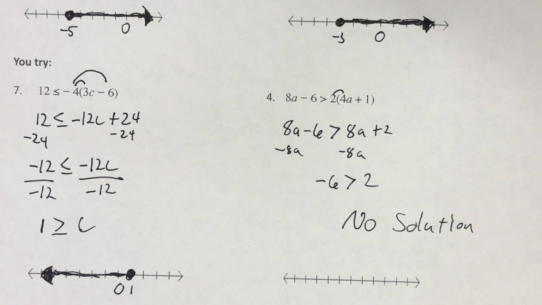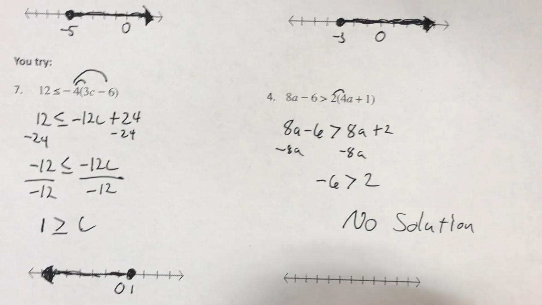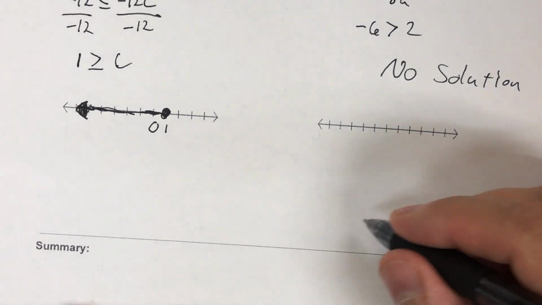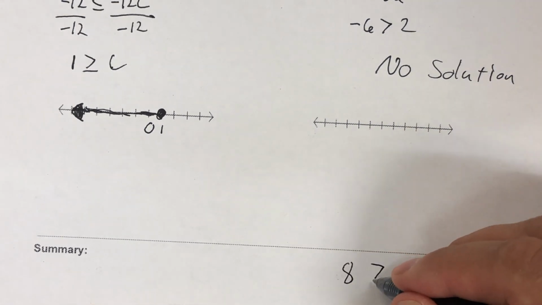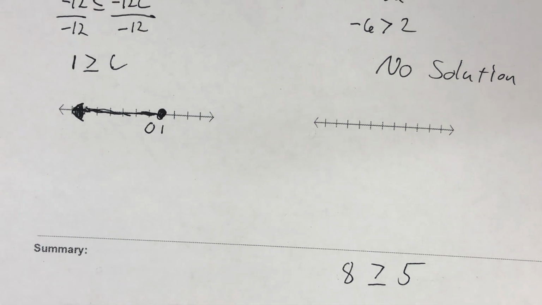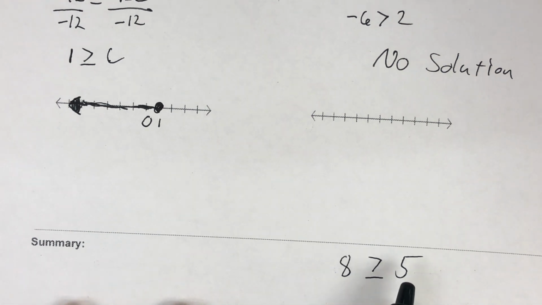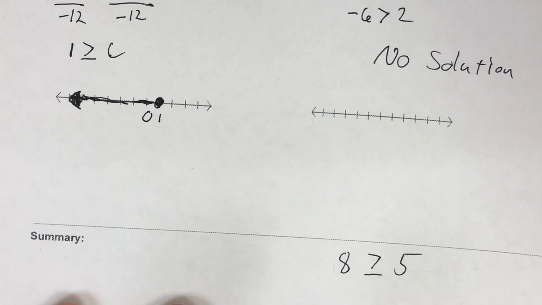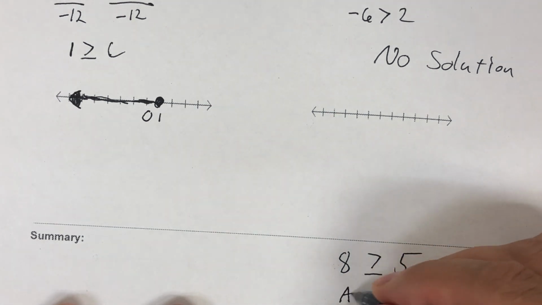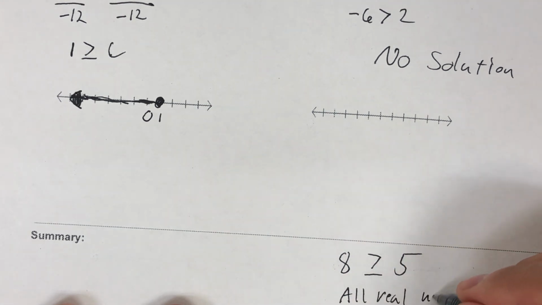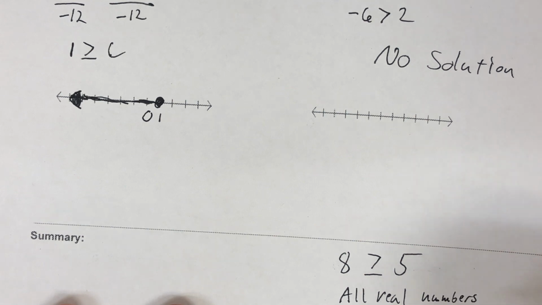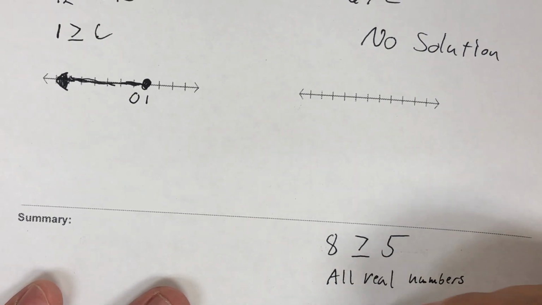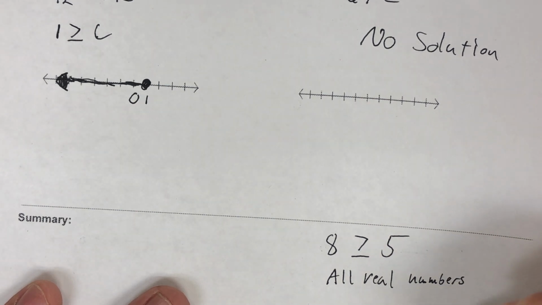You may run into a case where you end up with something like, down on our summary, I'll go over this. You may end up with something like 8 is greater than or equal to 5. So the question would be, how often is 8 greater than or equal to 5? If both the variables cancel and you end up with something along those lines, all real numbers is the solution. No matter what, every number would be true. And the way that would look on the number line would be you just shade the whole thing. So you may run across one of those.